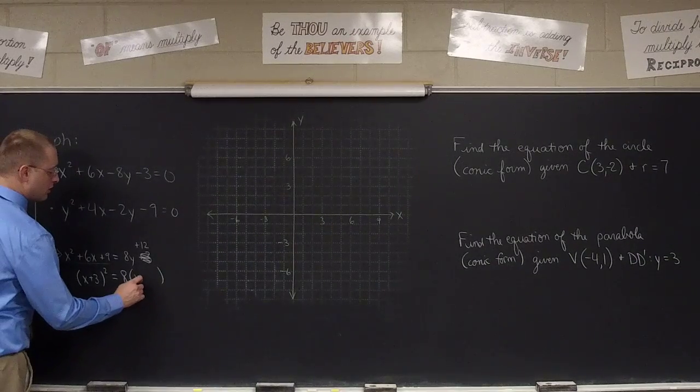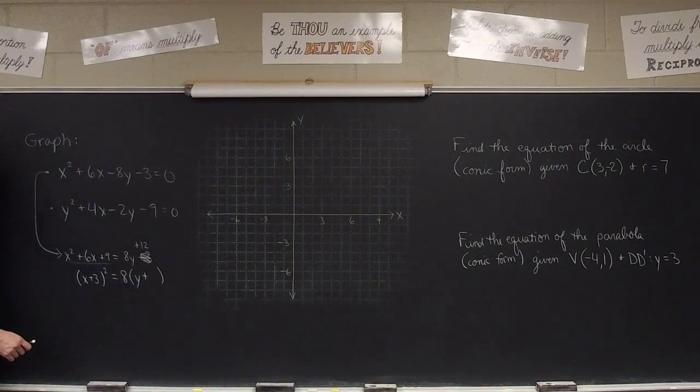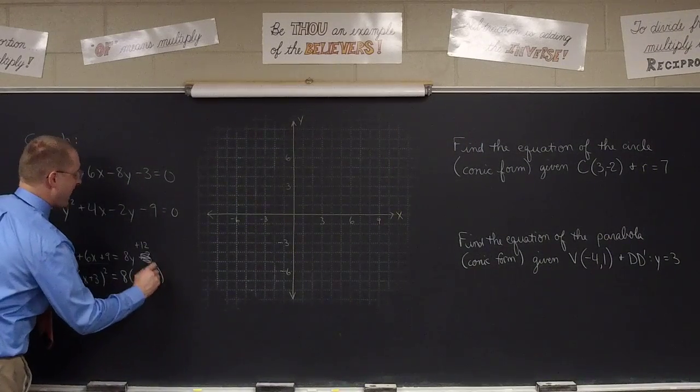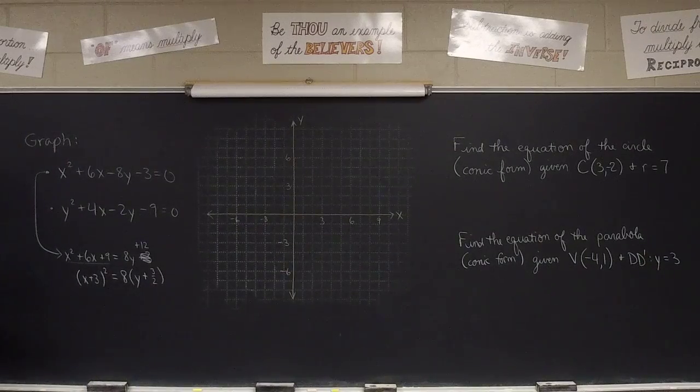y plus 3 halves, or 1.5, however we want to do it. So based on this, which axis is the axis of symmetry going to be, class? Y. And we knew that from the conic form, didn't we? We knew it was the y-axis.